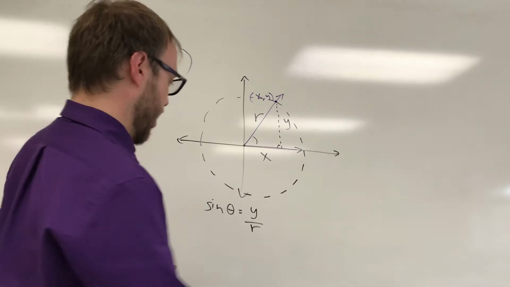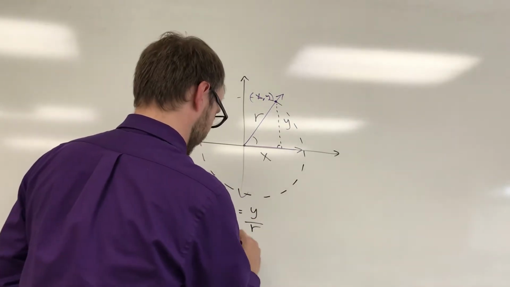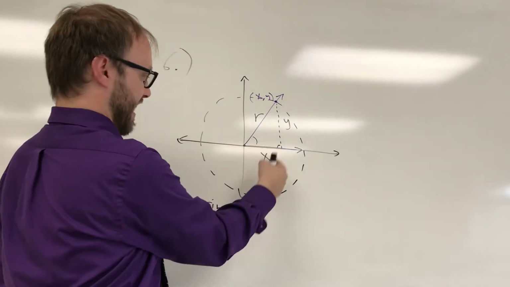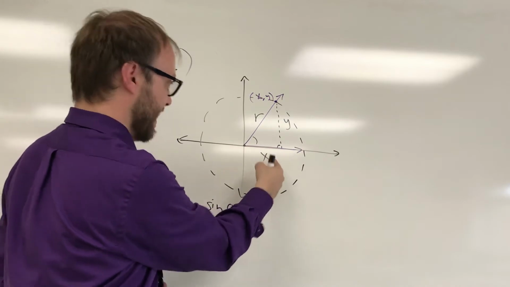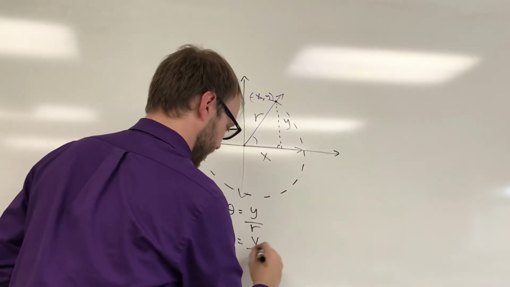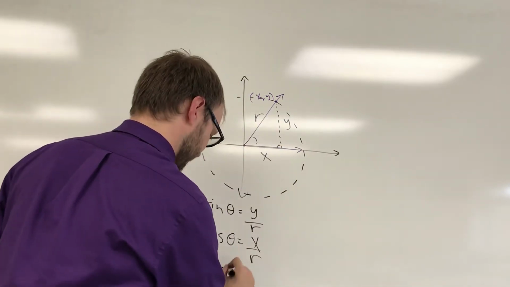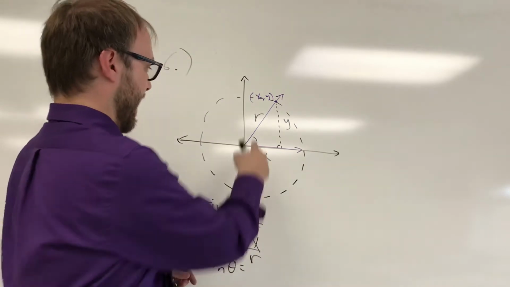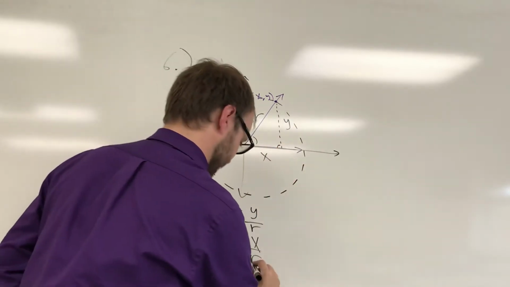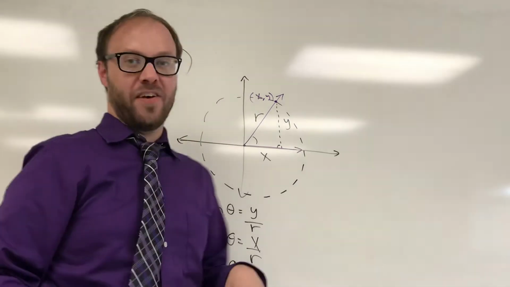If you want to find the cosine, it is going to be the adjacent side. It's the x-coordinate divided by the hypotenuse. That's going to be x over r. And then the tangent is going to be the opposite side over the adjacent side. That's just your y-coordinate divided by your x-coordinate.